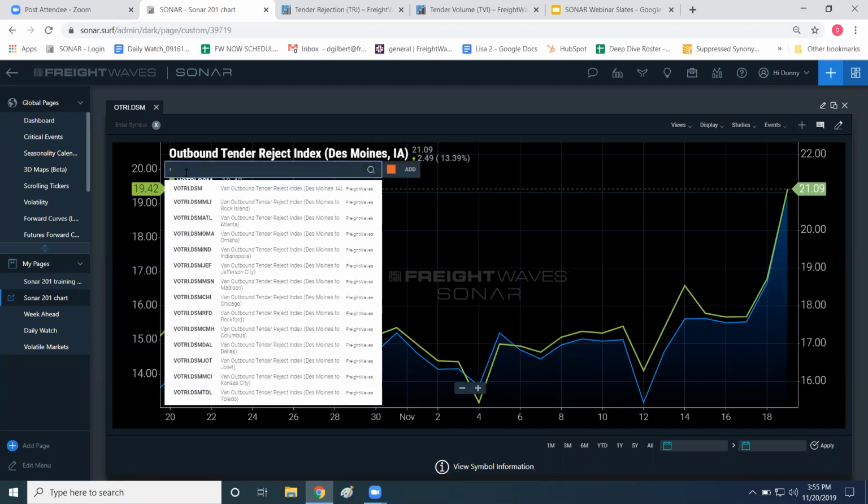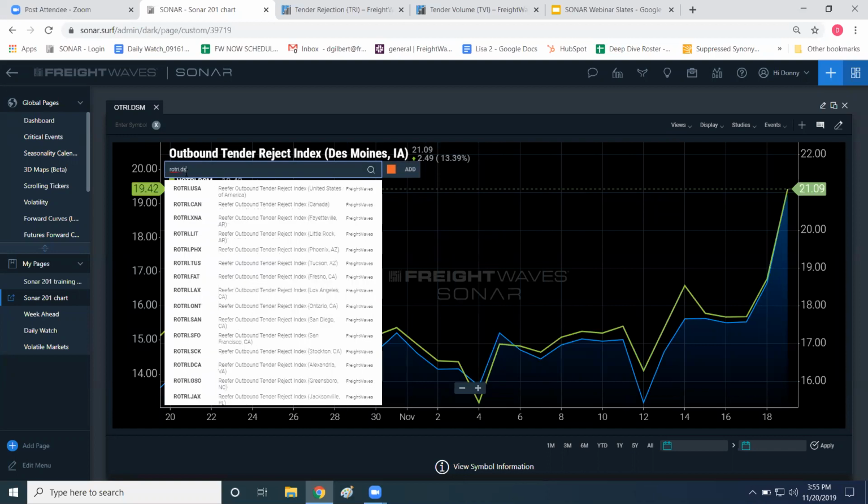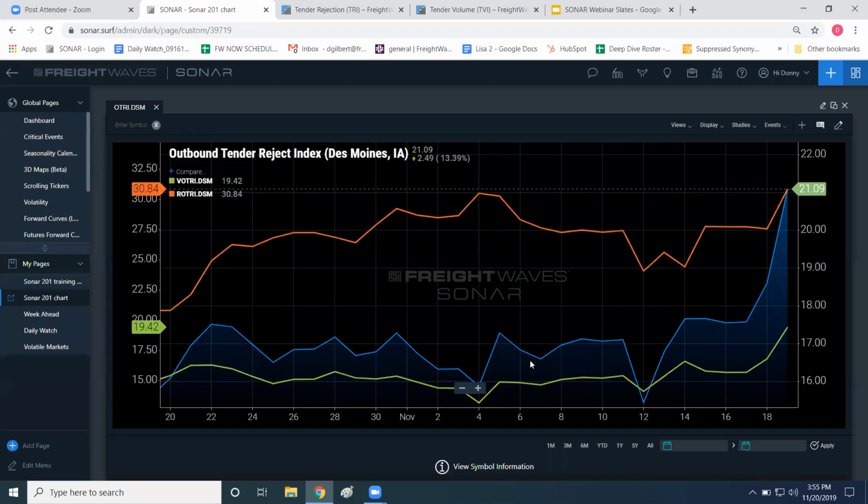And R for reefer, OTRI.DSM. Now we got the green, this is van. And of course our OTRI, this is all trailer types together as an average. We'll break it down by dry van and reefer, and we see a little bit of a different story.